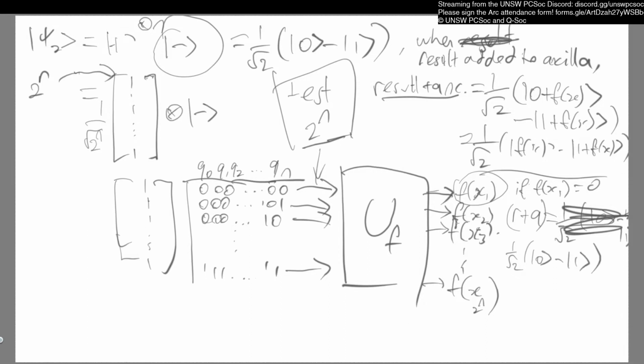But what if f evaluates to 1? Then the result plus ancilla qubit will be, this f of x is 1, so this will be 1 minus... This weirdo symbol just means addition mod 2 because we're dealing with binary numbers, right? So 0 plus 1 will be 1. However, 1 plus 1 is 0. So 1 plus 1, which is the value of the function, is 0. So we go like that.